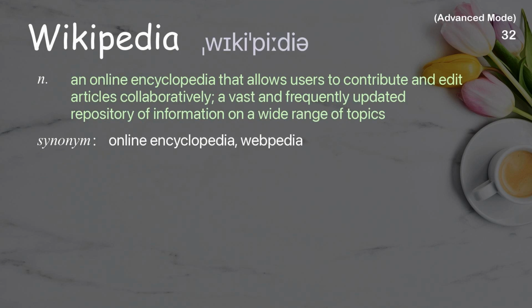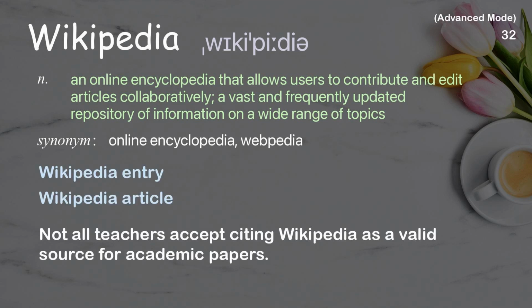Wikipedia. An online encyclopedia that allows users to contribute and edit articles collaboratively, a vast and frequently updated repository of information on a wide range of topics. Examples: Wikipedia entry. Wikipedia article. Not all teachers accept citing Wikipedia as a valid source for academic papers.